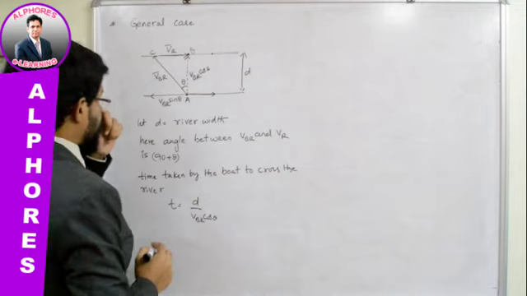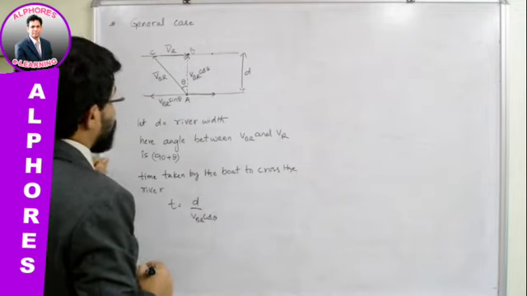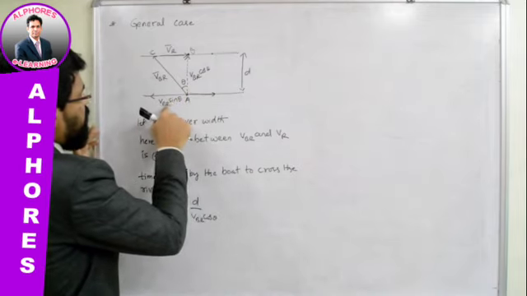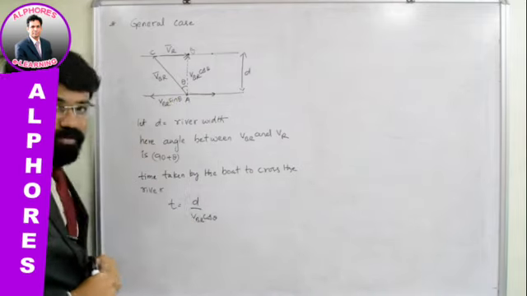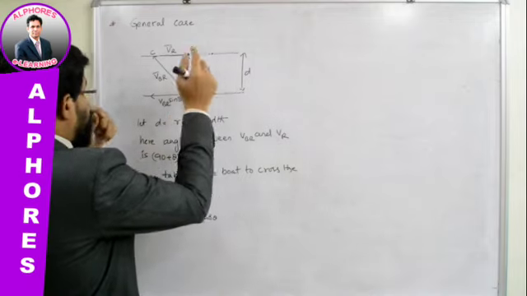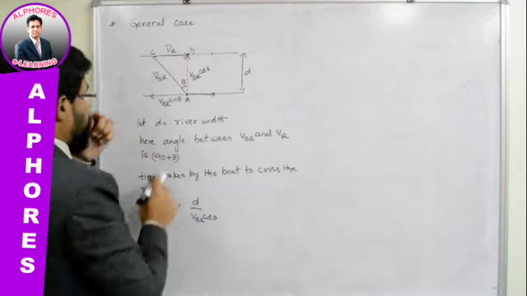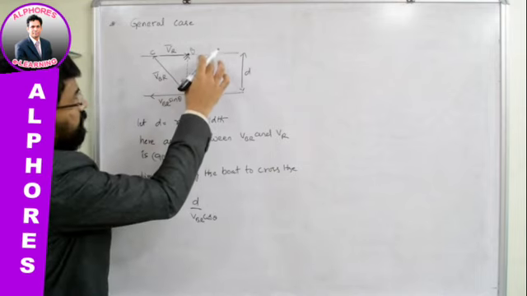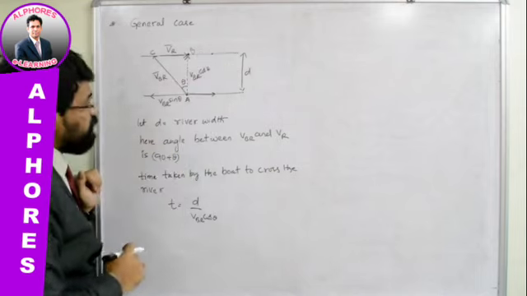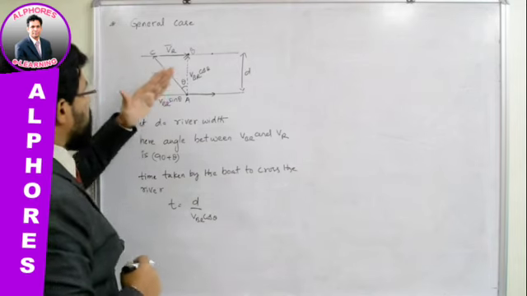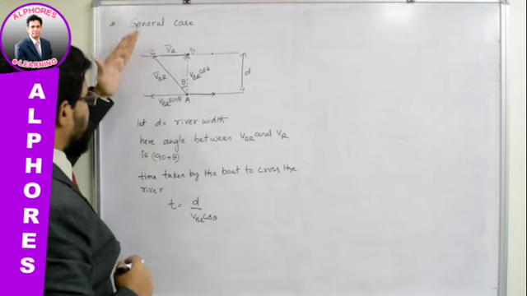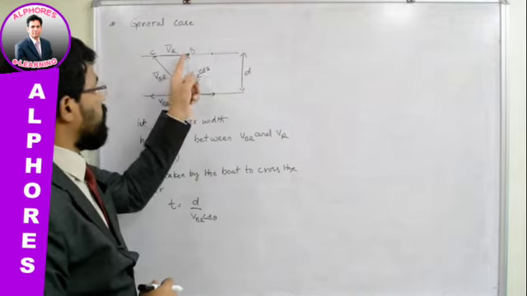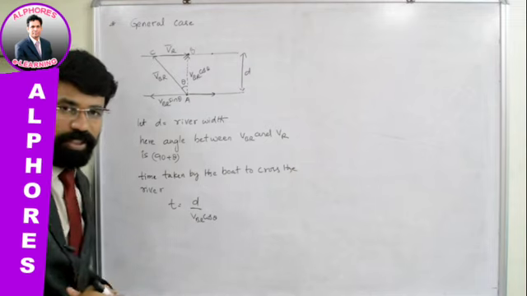Okay. Let us talk about one more point. For example, the VBR sin theta value is less than VR. Then what happens? The boat will end up somewhere here, isn't it? In fact, the boat's velocity is maintained along this direction, but because of the river, the boat gets drifted towards the right of point B.